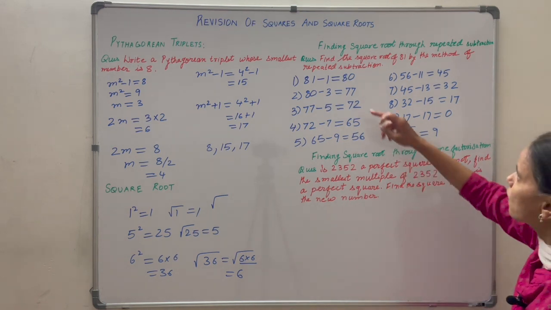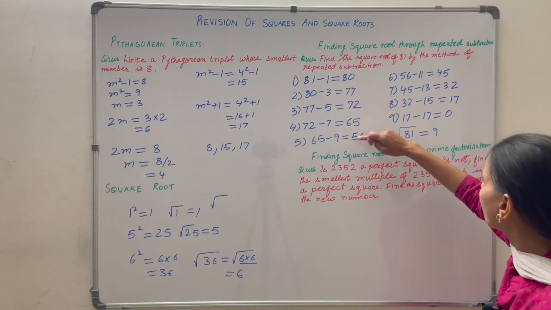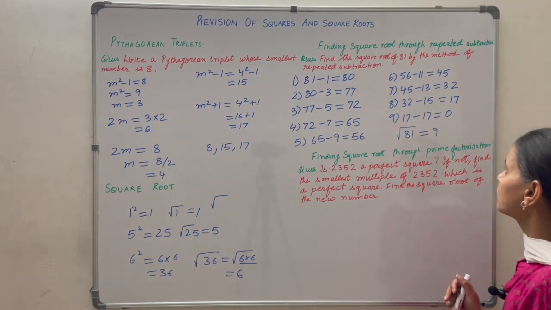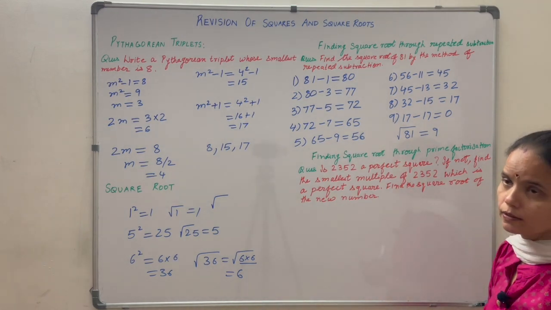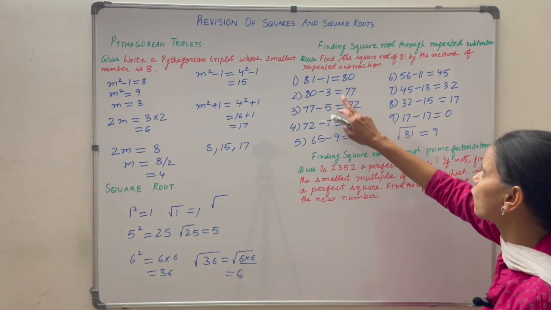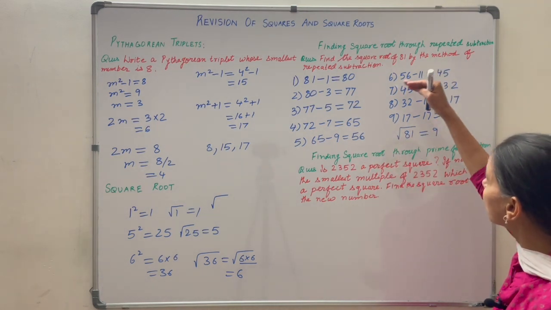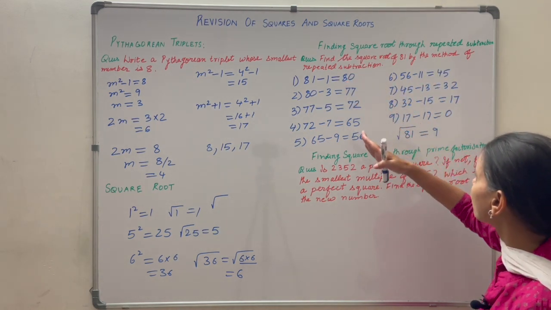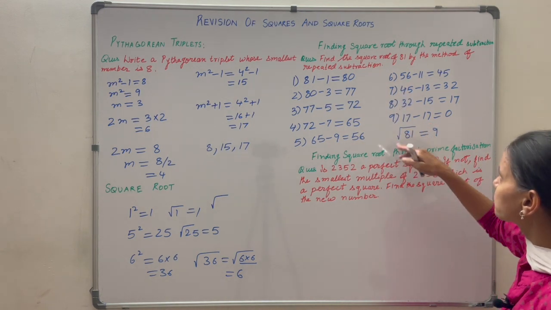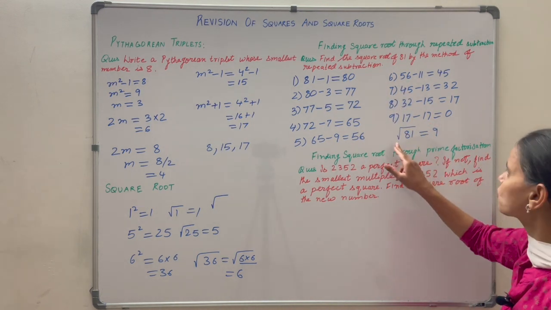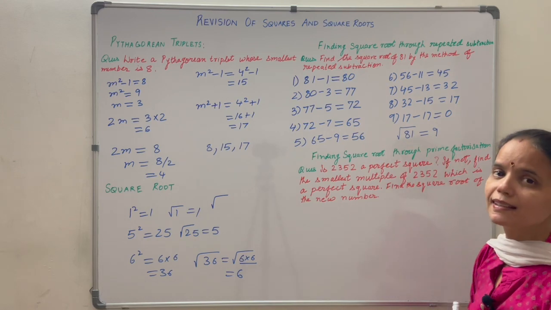If you add up all these odd numbers starting from 1 to 17, you will get 81. Sum of all the odd numbers starting from 1 to 17. So here we are doing just the reverse. We are removing all the odd numbers starting from 1 to 17. So how many steps are you removing? 9 steps. So square root of 81 is 9.